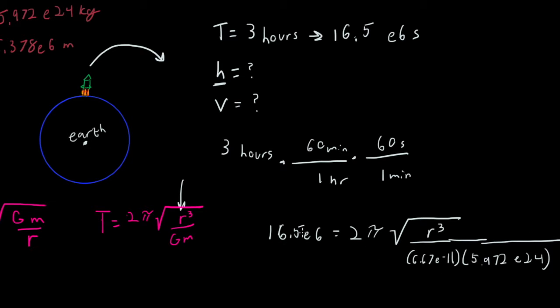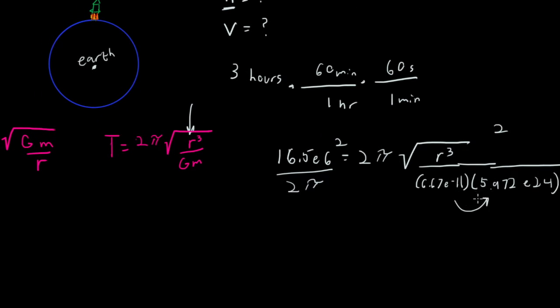So let's simplify these numbers. Let's get these broken down. Let's divide both sides by 2 pi right off the bat. And then let's get rid of the square root by squaring everything. And then we'll put these two numbers together so we have something a little cleaner to work with. When we do that, we get 6.9 E12 equals r cubed over 3.98 E14.